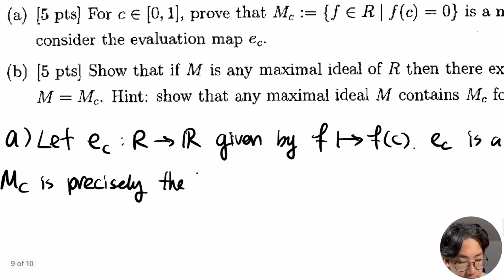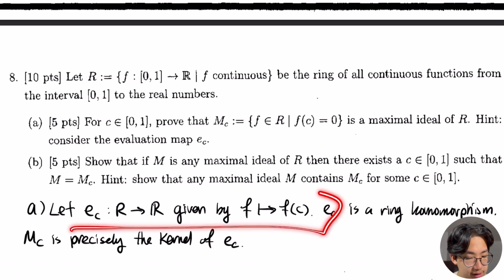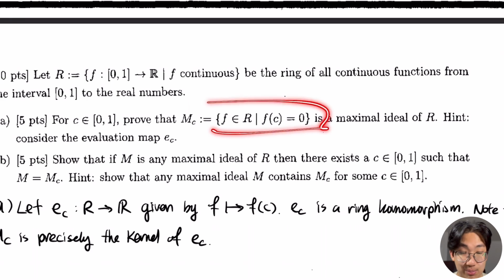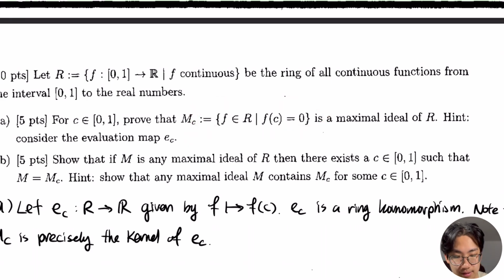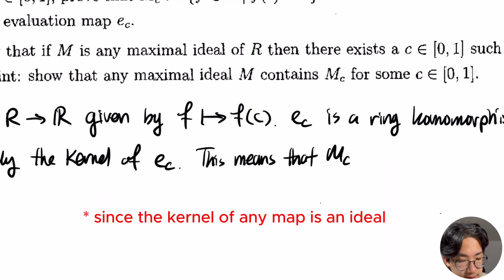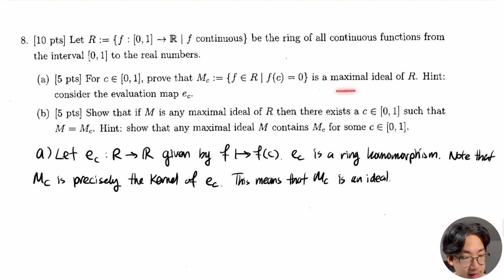the kernel of our evaluation map here, right? So our evaluation map is again given by this, and the kernel of the evaluation map is simply the set of elements that get mapped to 0. And this is actually precisely that, which is really helpful, right? Because this means that M sub C here is an ideal. So that's already helpful. We want to show that it's a maximal ideal of R. We've already shown that it's an ideal at least now, so this is good.